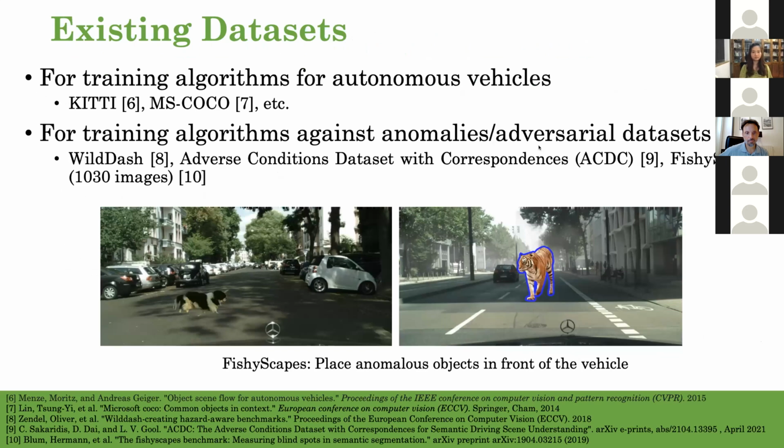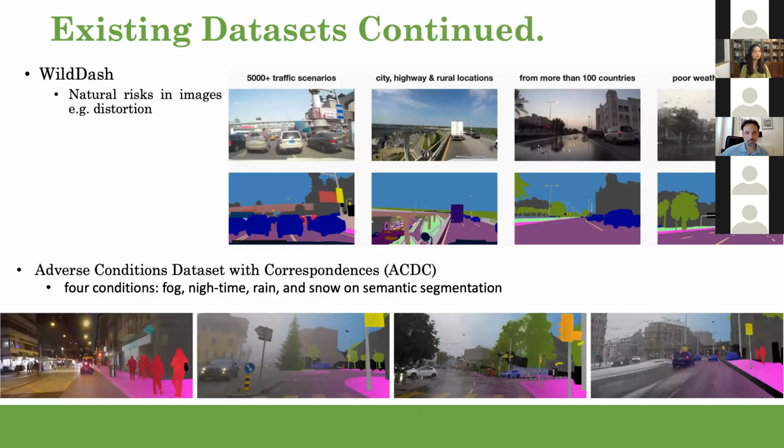To train these models, there are multiple data sets for computer vision model training. Similarly, nowadays there are some data sets specifically introduced against anomalies or adversarial attacks, for example, Fishyscapes, which can place anomalous objects in front of the vehicle in the image, or WildDash, which considers natural risks in images like distortion, overexposure, and windscreen, or the Adverse Conditions Dataset with Correspondences, which contains images with fog, nighttime, rain, and snow situations for semantic segmentation. All these categories result in a scenario where the view is not clear and many objects are hardly visible for the algorithm to detect.